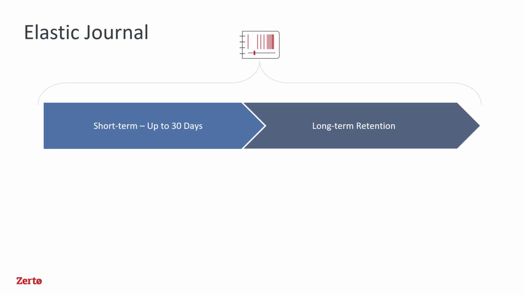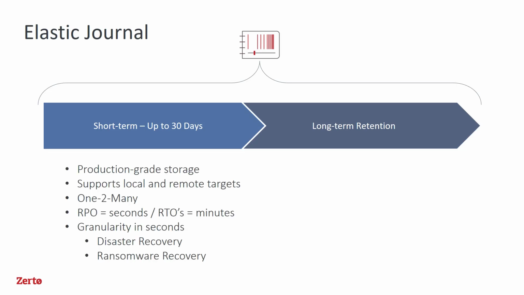Now, if you look at how we store it, there's a short-term retention up to 30 days. This is the journal we have right now. And of course, on top of that, we have the long-term retention. The short-term retention is typically stored on production-grade storage because we really want to use that for those fast recovery use cases where you have to have RTOs as low as possible, RPOs as low as possible, really giving you that granularity in seconds for those disaster recovery or ransomware recovery use cases.